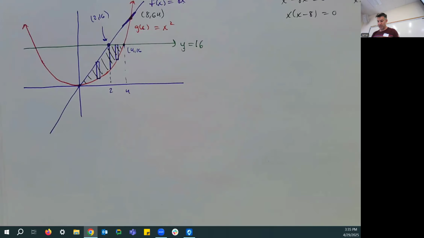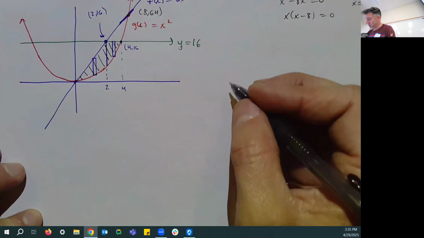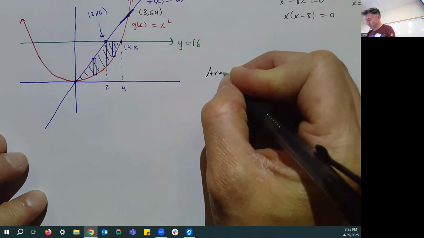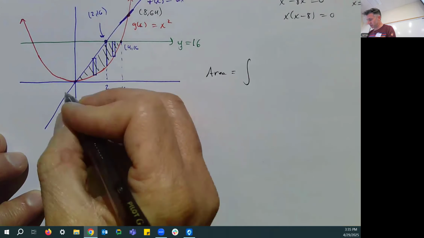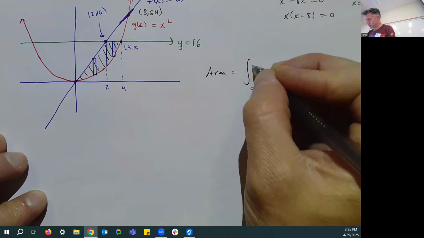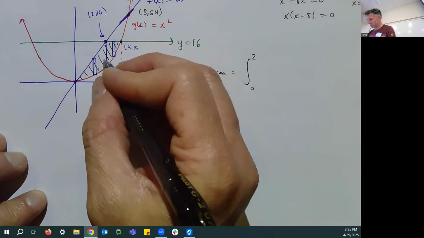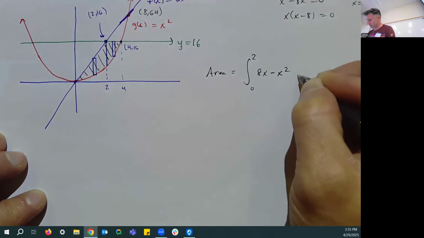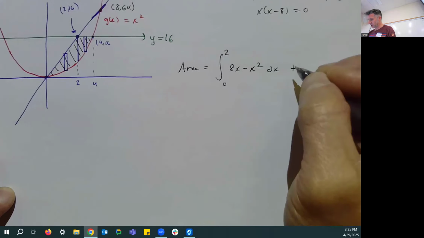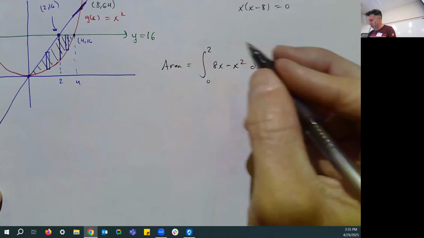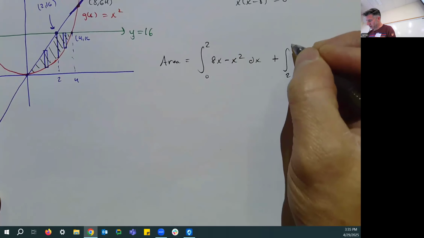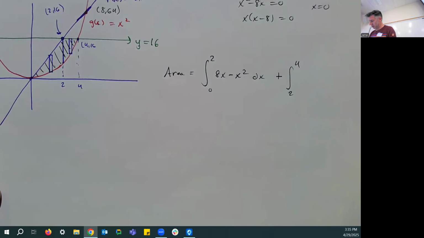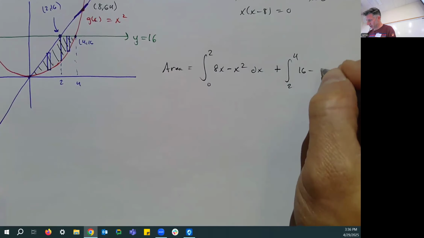So if I was going to set up the integrals for this area, they'd be two. The area would be equal to the integral from 0 to 2 of my top minus my bottom, which is going to be 8x minus x squared dx, plus then from 2 to 4, the new top function is 16. So it's 16 minus x squared.